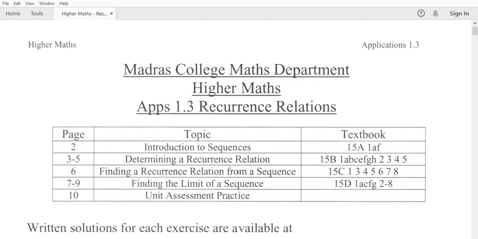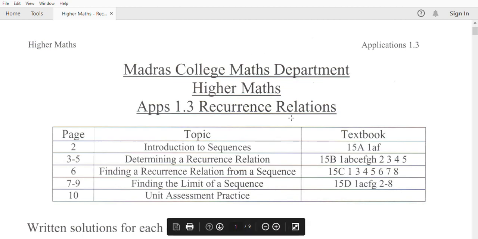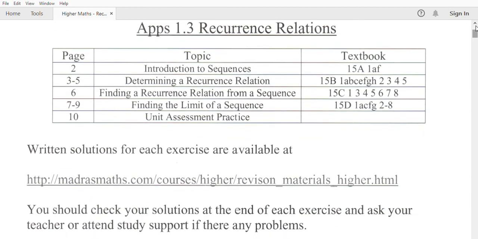Hi guys, we are going to have a look at recurrence relations, also called linear relationships. And we're going to have a look at the first exercise today, which will link to textbook exercise 15A from the Leckie and Leckie Higher textbook.